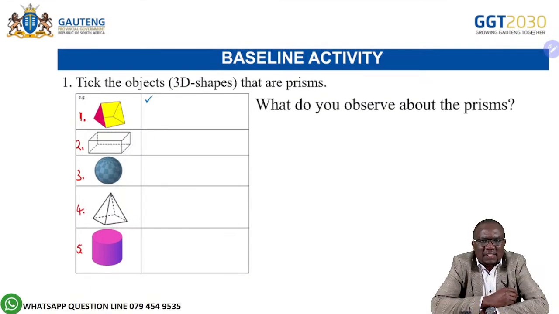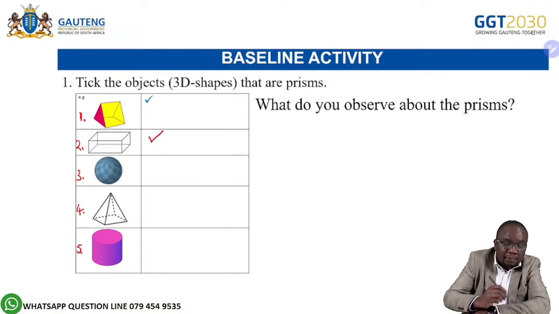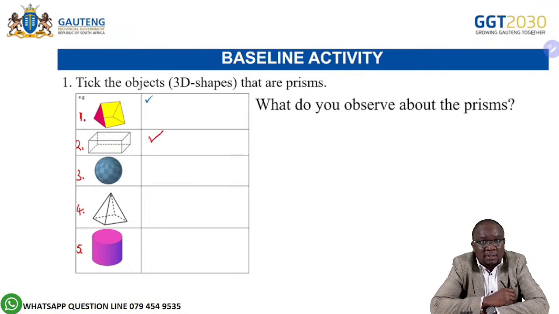Okay, well done, grade 10s. The first object, number 1, is it a prism or not? It is a prism. We've ticked that already. It's a triangular prism. We're going to explain why it is called a triangular prism. What about object number 2? Is it a prism or not? It is a prism. That's a rectangular prism.